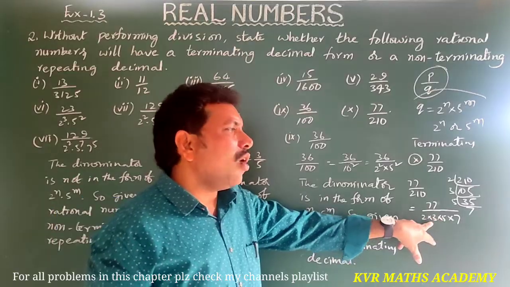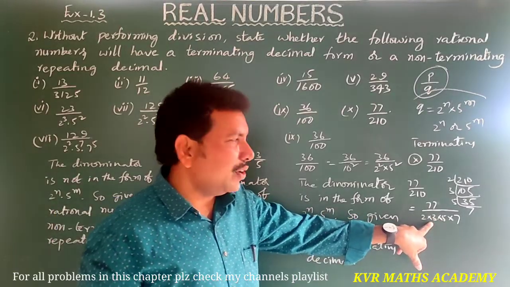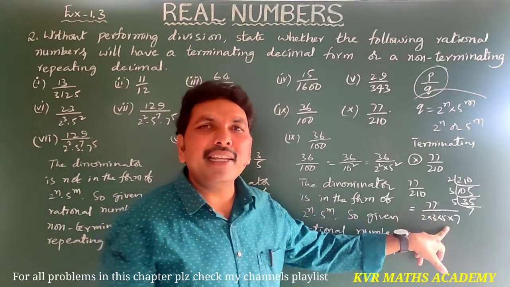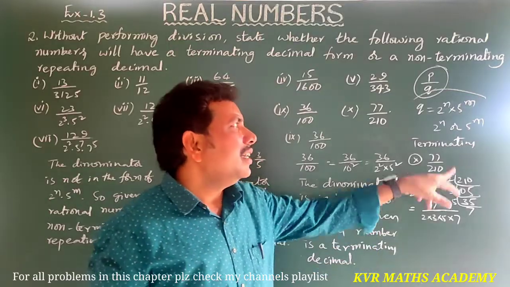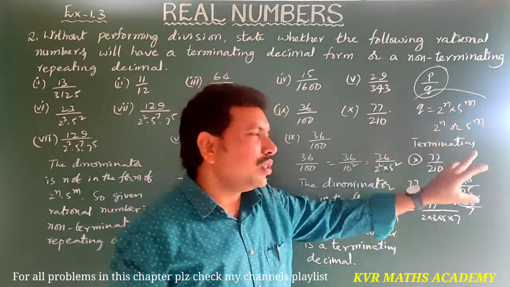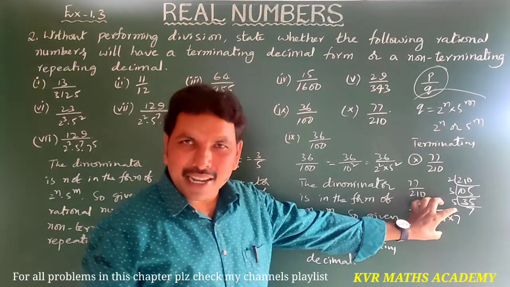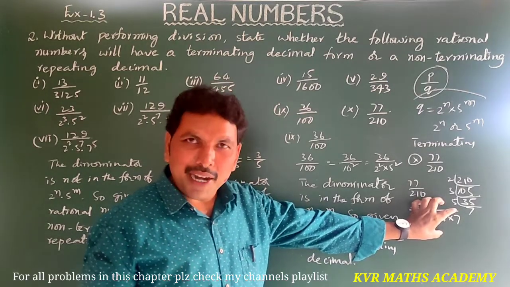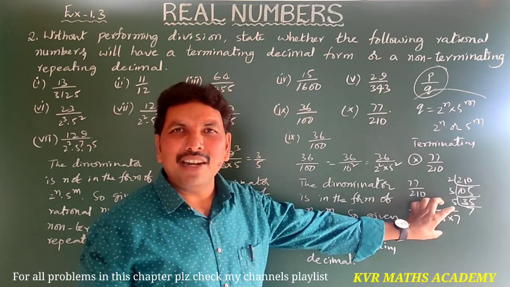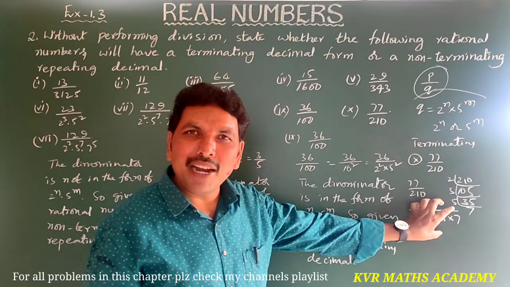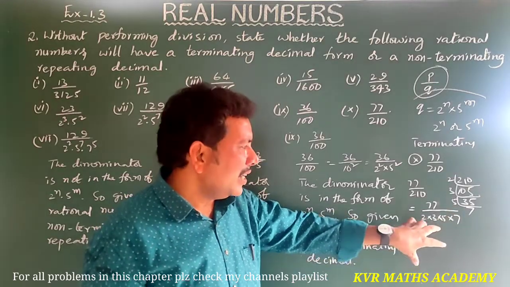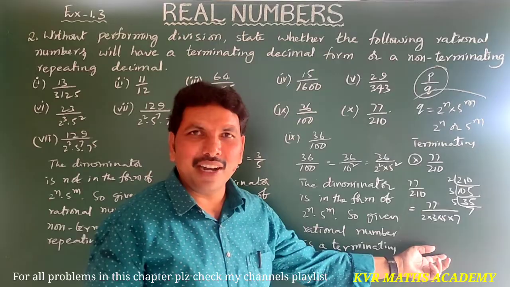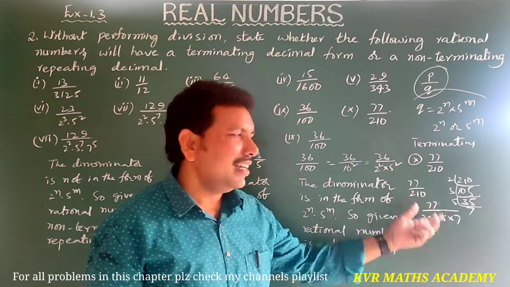So it is not in the form of, you write, the denominator is not in the form of 2 power n into 5 power m. So the given rational number is non-terminating repeating decimal. So here the conclusion you can write. Understood clearly? Yes, note it down.